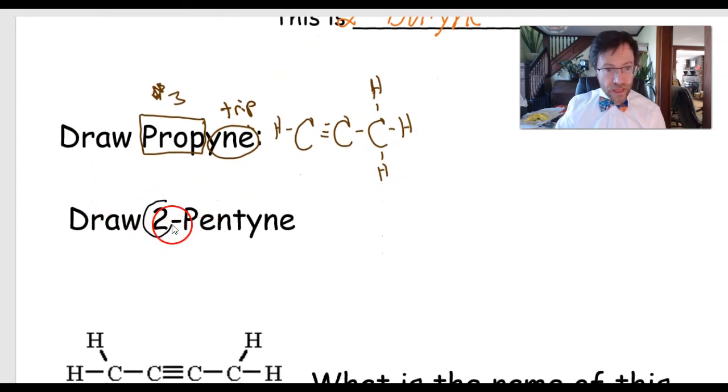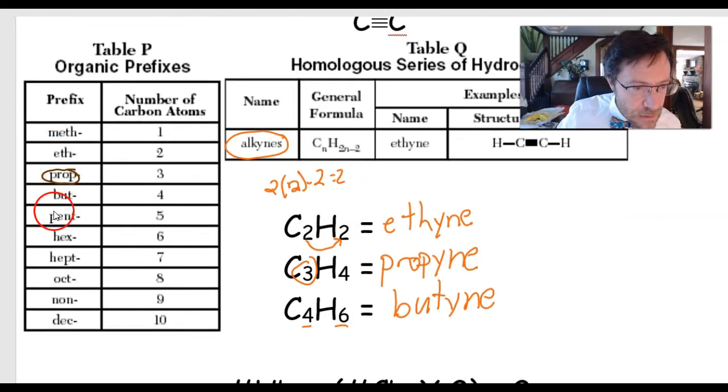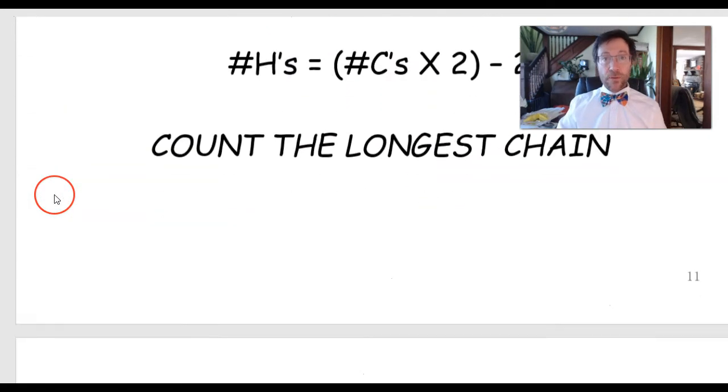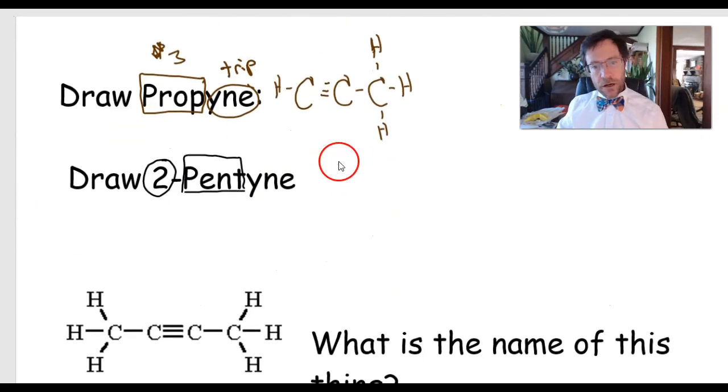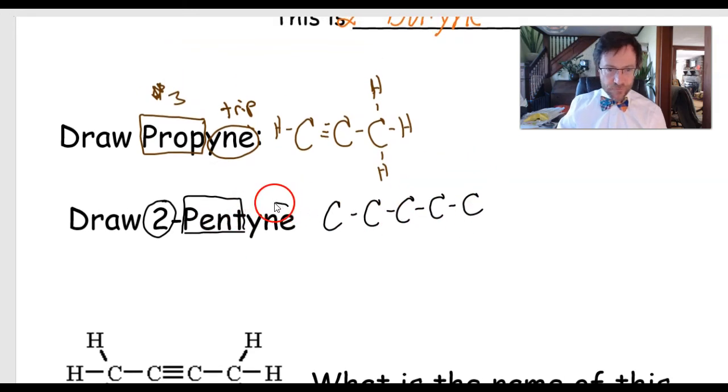2-pentyne. That tells me where. Pent. All right, I'm not going to trust my brain on this one. Let's do this. Pent, 5. Okay, so I'm going to need 5 carbons: 1, 2, 3, 4, 5. And it says yne. There's my triple bond.